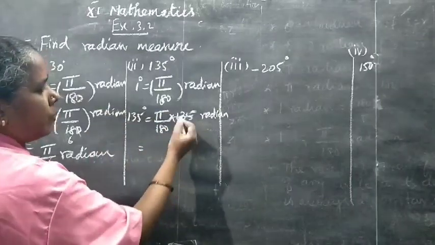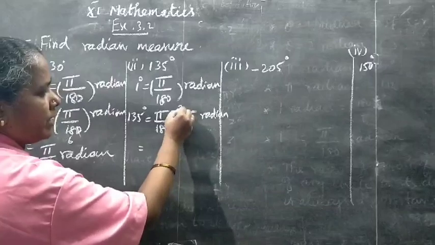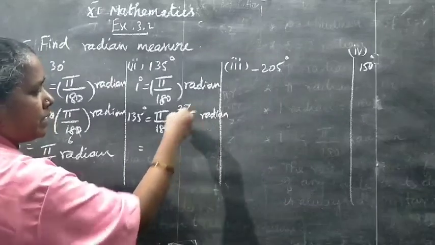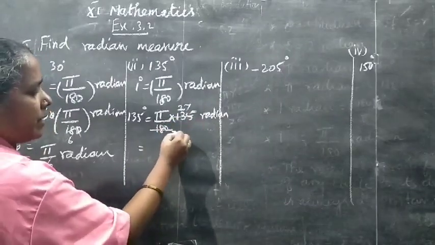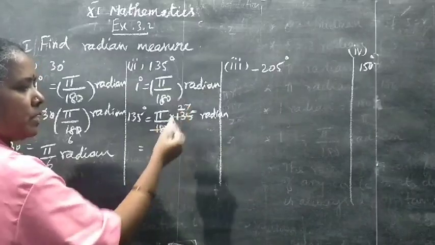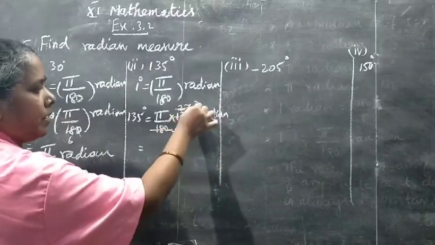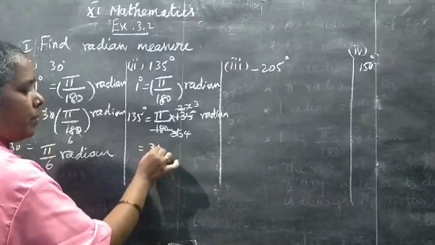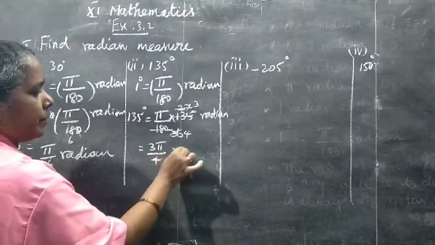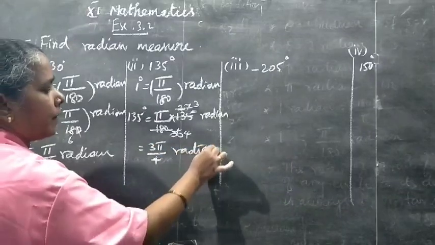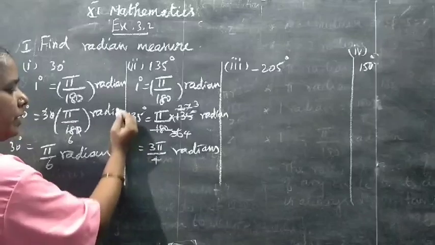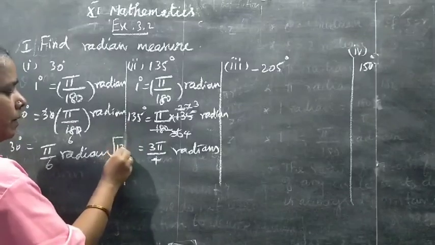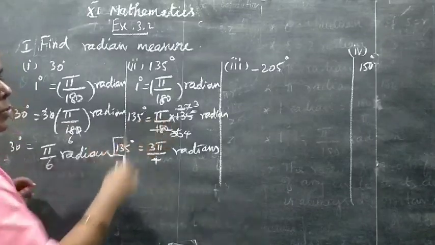Now, I am going to cancel this with the 5. 2 fives are 10, 7 fives are 35. Here 5 threes are 15, 5 sevens are 35. Again it is possible to cancel it by 9. 3 nines are 27, 4 nines are 36. So 3 pi by 4 is the answer. Instead of 135 degree, you can write it. Similarly, you try to get the answer.